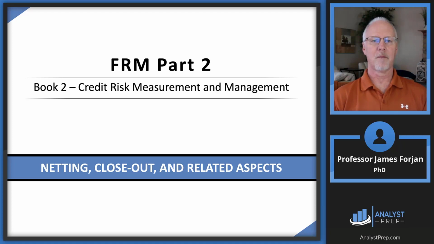This is FRM Part 2, Book 2, Credit Risk Measurement and Management, and the chapter on netting, closeouts, and related aspects. And this is an entirely descriptive chapter. It's not nearly as long as the last one that we covered, and so hopefully I'll get through this slide deck way faster than I did the previous one. But let me go ahead and give you just a quick summary of what we're doing here.